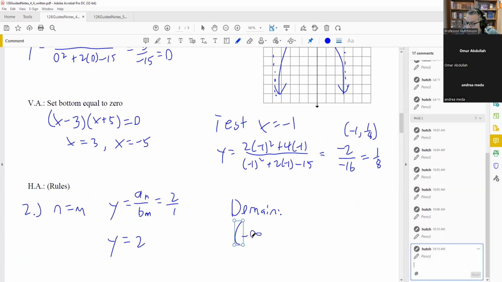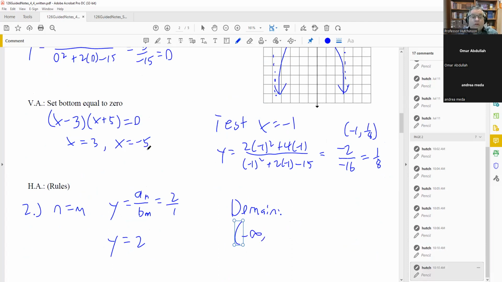So you want to go -infinity. We do have to put the smaller number first when you're doing that one. So -infinity, -5. And then we're going to go from -5 to 3. And then from 3 to infinity. And that would be your domain. So basically, again, it's including everything except for 3 and -5. So that's what the domain would be if it asks for.